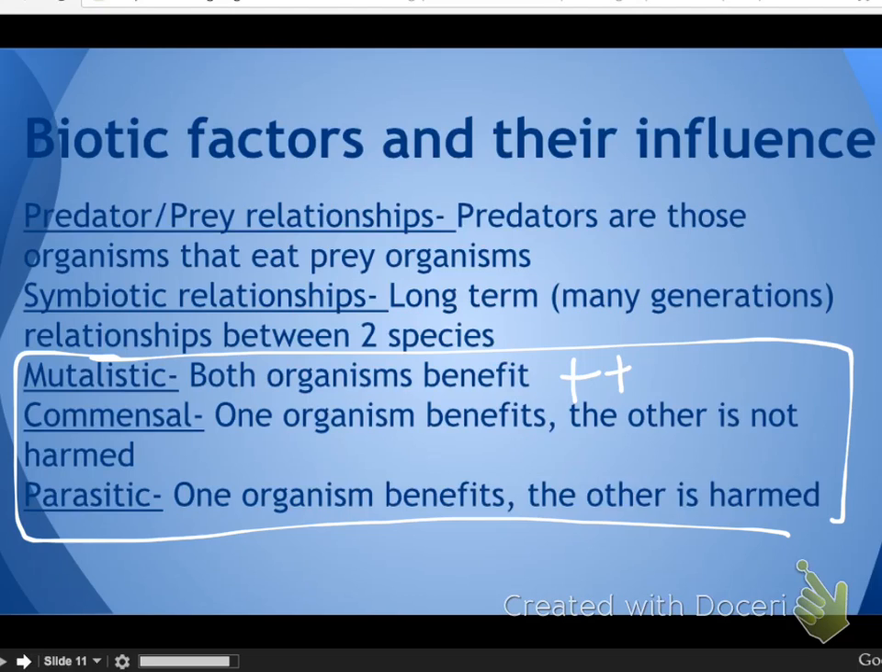Fleas are a parasite. What benefit do fleas get? Blood. They get food, and they also get shelter in the dog's coat. So this is a plus minus. Where would the vultures and wolves come in? Commensal. So a positive for one species, no effect for the other.